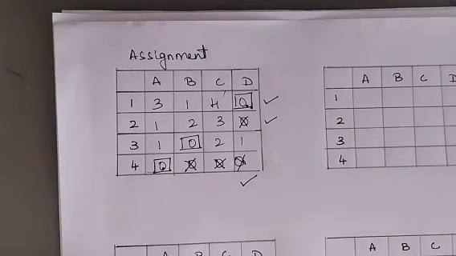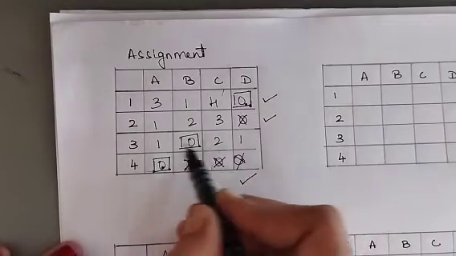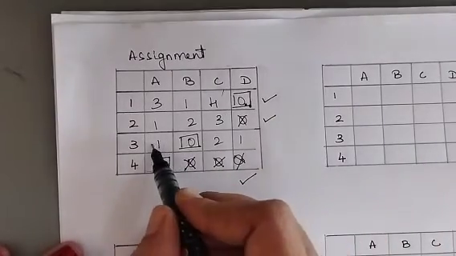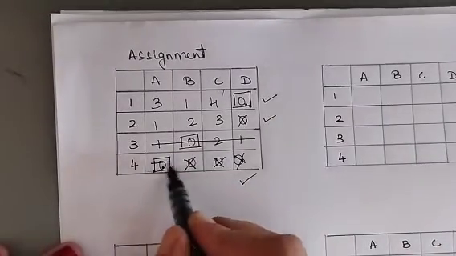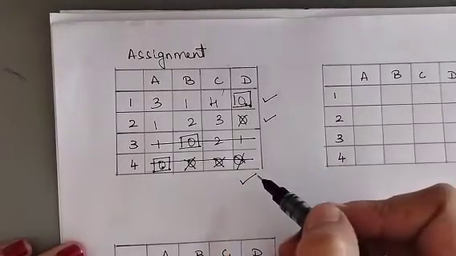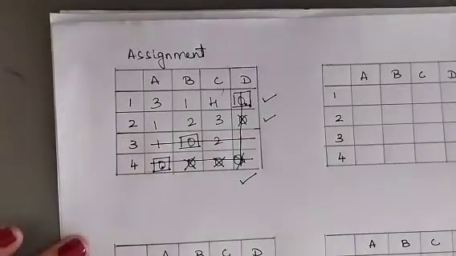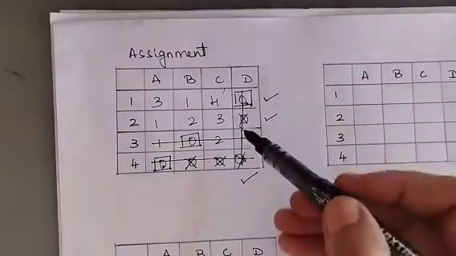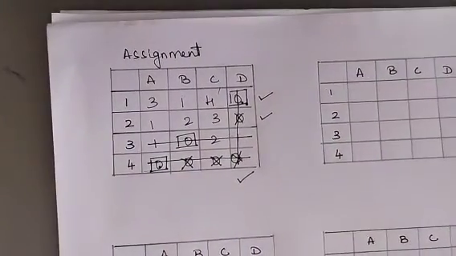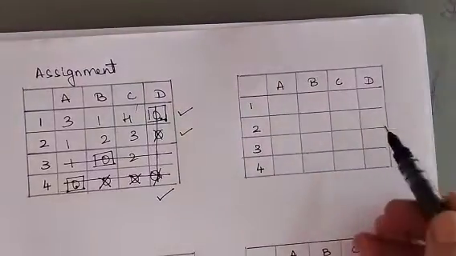Now we need to cancel the rows and columns. We shall cancel the rows which are not marked, so row number 3 and 4. Now coming to the columns, we need to cancel the column which is marked. Yes, so this is how we are going to cancel the rows and columns. Once this is done, we need to prepare our new matrix.